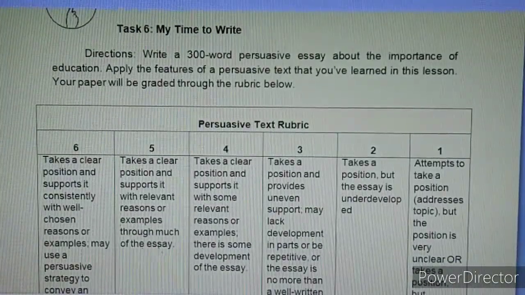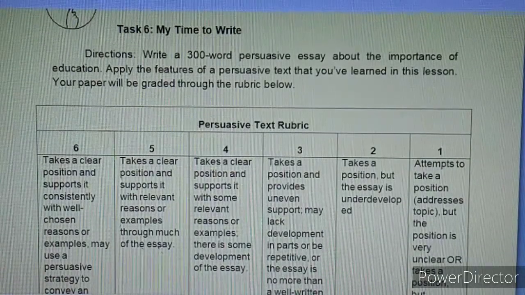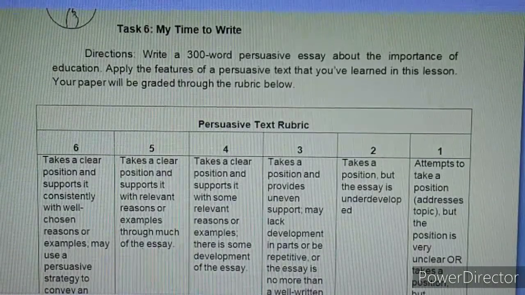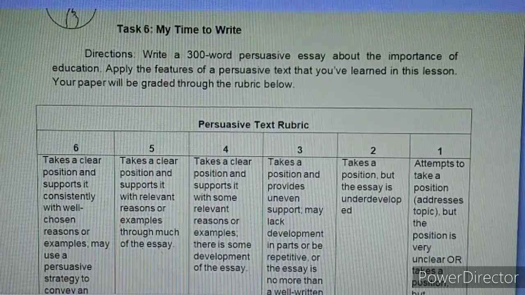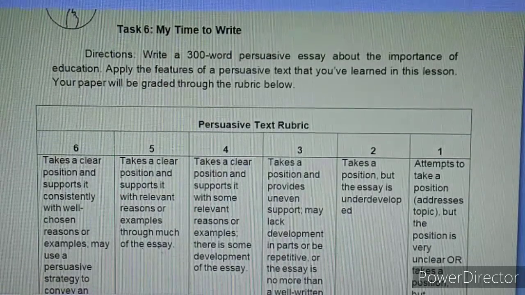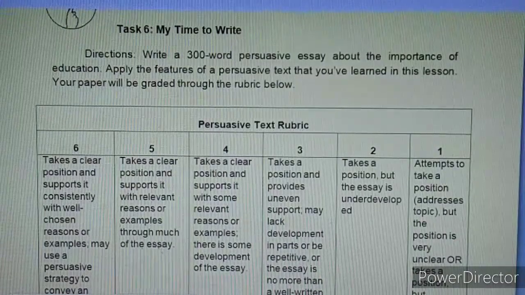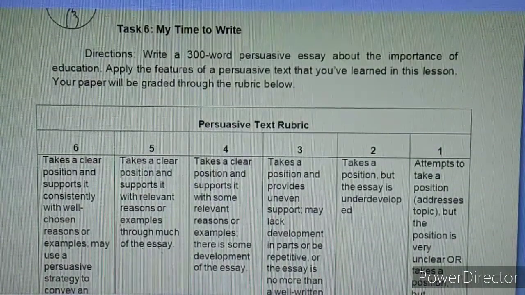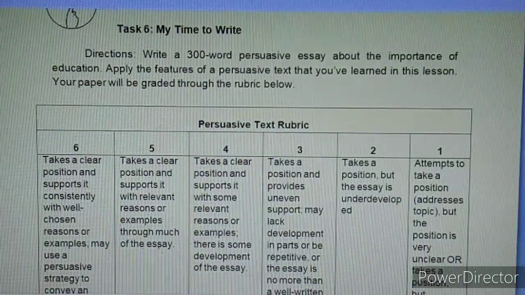Since you are done answering the activity under Task 5, let's continue with Task 6, which is entitled My Time to Write. Here are the directions. Write a 300-word persuasive essay about the importance of education. Apply the features of a persuasive text that you've learned in this lesson. Your paper will be graded through the rubric below.